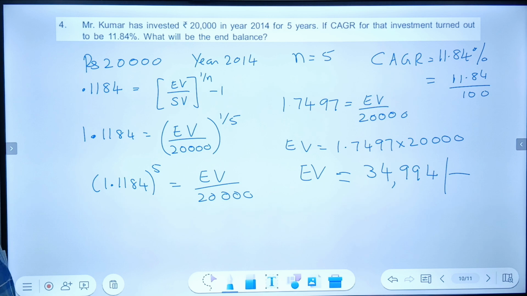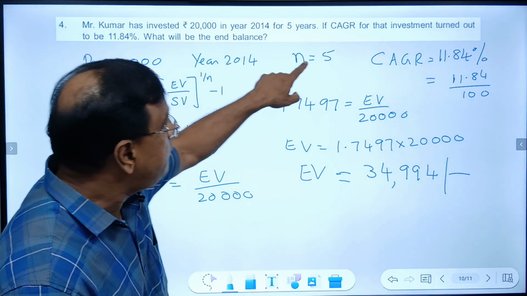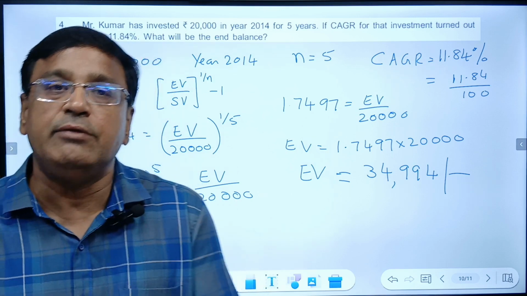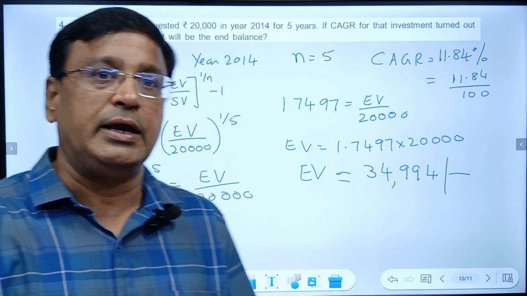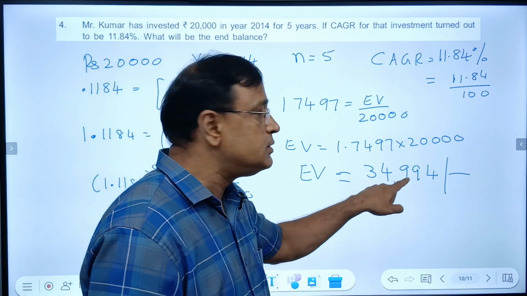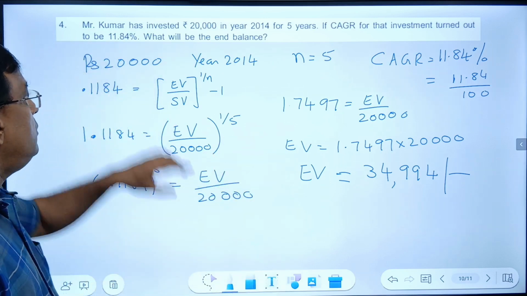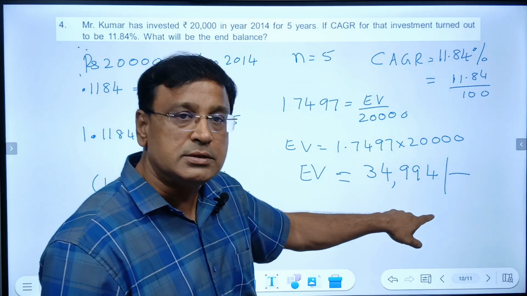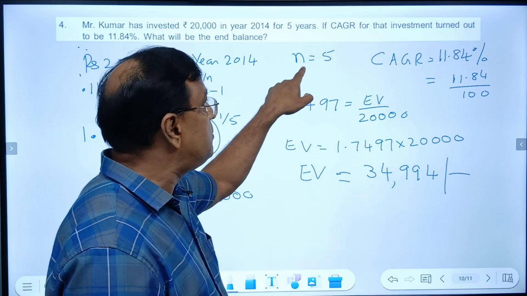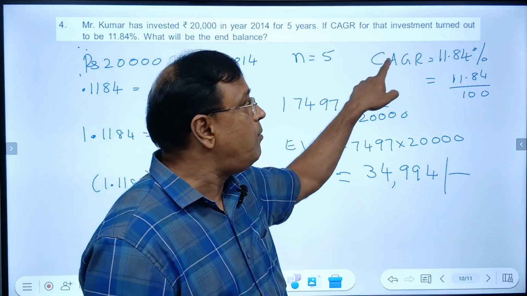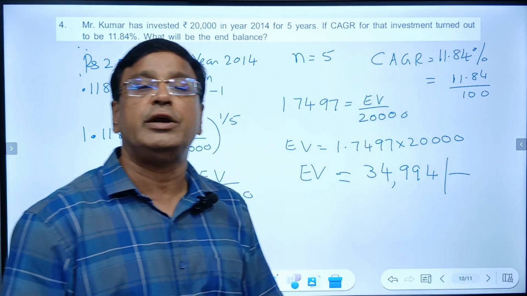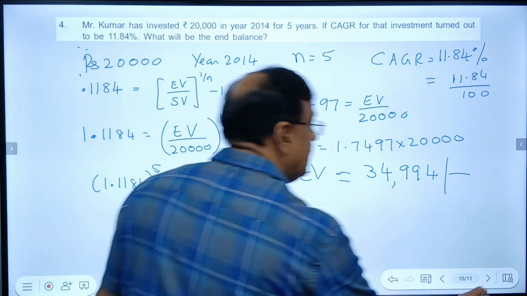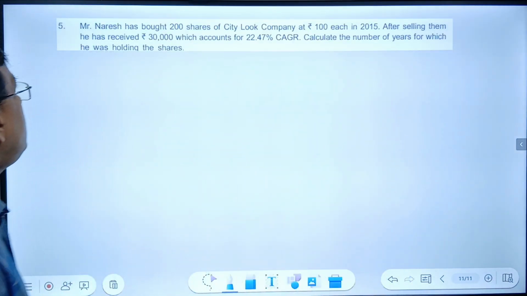If I keep my money for 5 years at a growth rate of 11.84, my ending value, finally what money will I get? I will get 34,994. So my investment of 20,000 has yielded me this amount for keeping the money for 5 years at a compounded annual growth rate of 11.84. It sounds reasonable, right? Now let's come back to this.